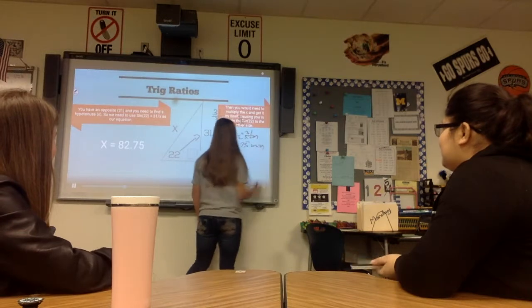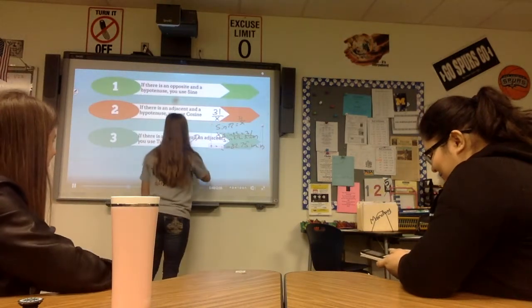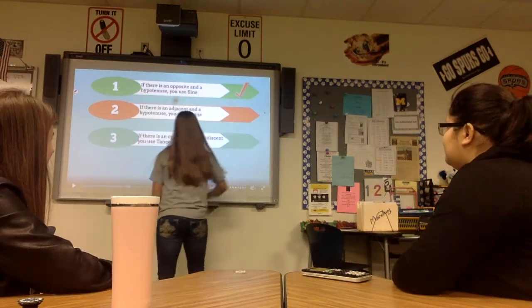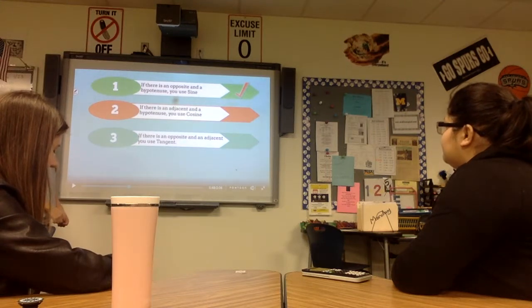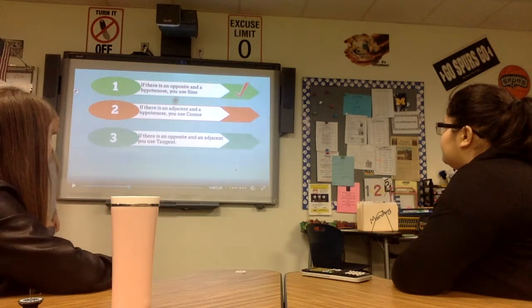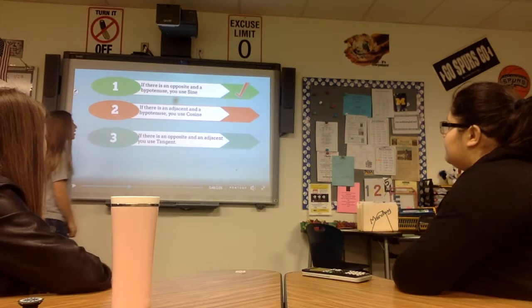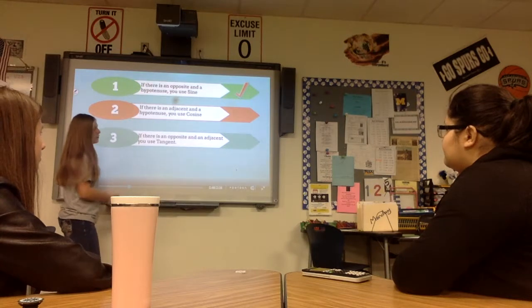High schoolers. Okay. So now that we have our hypotenuse, let me erase this real quick. Now, if there is an opposite and a hypotenuse, you use sine. If there is an adjacent and a hypotenuse, you use cosine. And if there is an opposite and an adjacent, you use tangent.